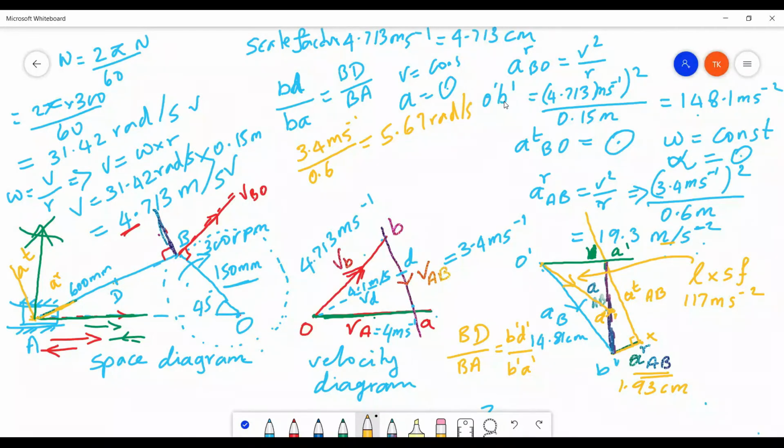So since I know the acceleration and velocity of the connecting rod, I can find the acceleration of the connecting rod as well. So connecting rod, I told you I have two components, A_T is there, A_R is there. So by measurement from the acceleration diagram, I can find the tangential acceleration of AB. By measurement into scale factor, your tangential acceleration of AB is 103 meter per second square.